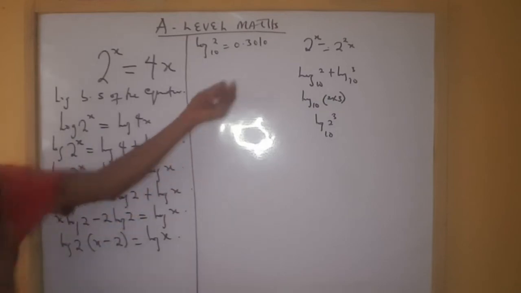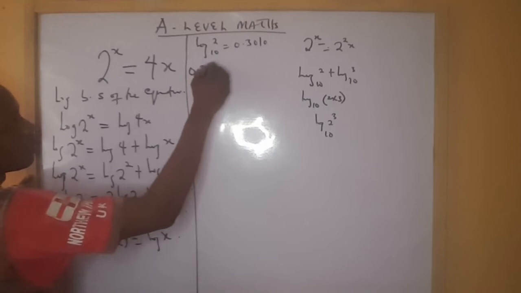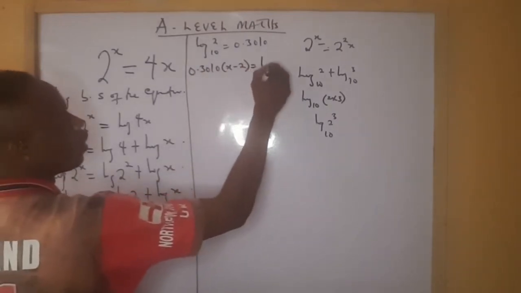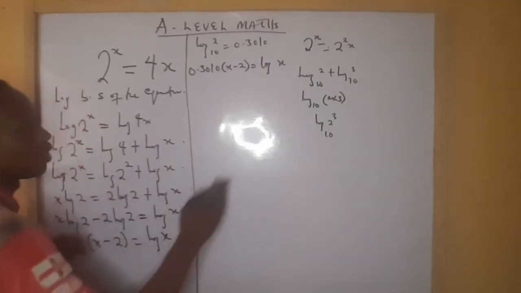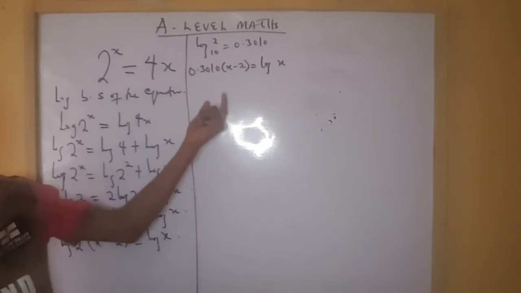So if I replace this particular value here, so I'm going to have 0.3010 into x minus 2, then will be equals to what? Log x. Are we following? Hope we understand up to this point, right?